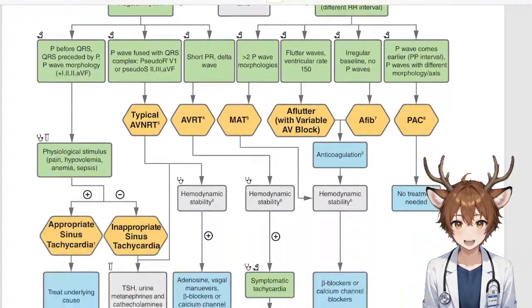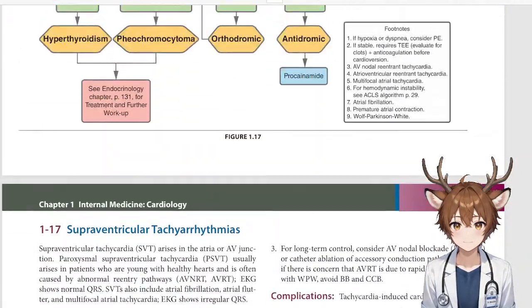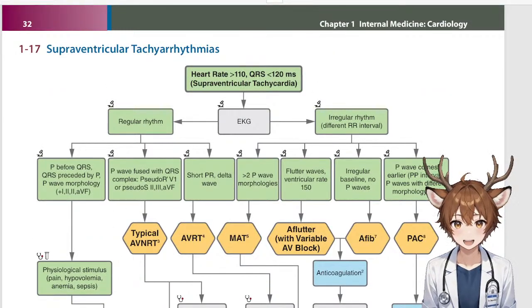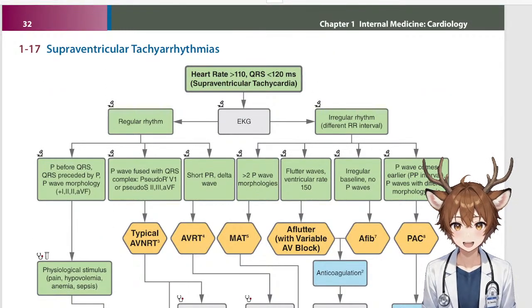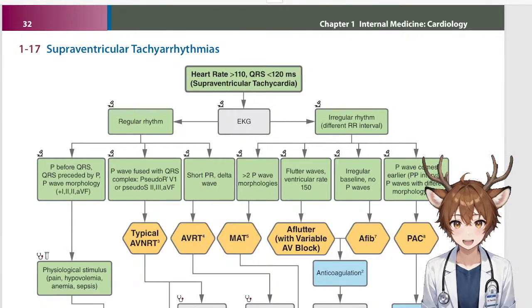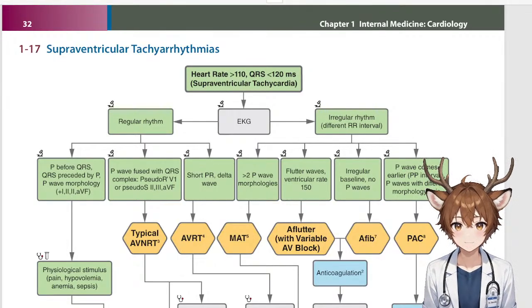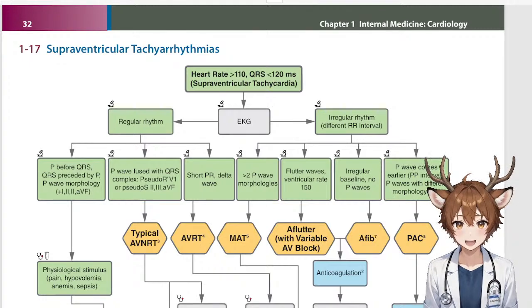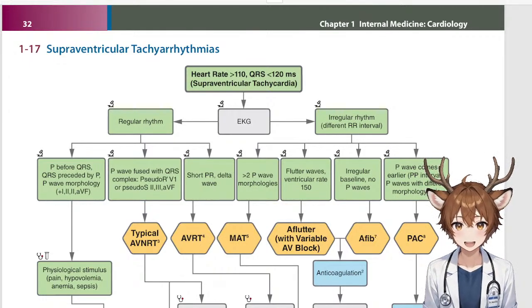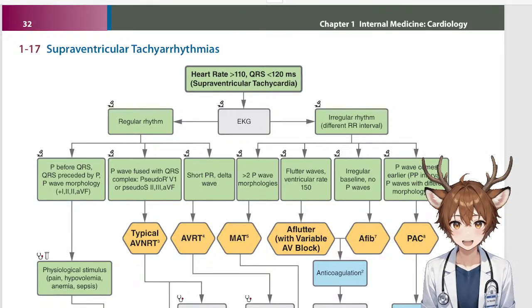So here's another graph for us right here. This is called supraventricular tachyarrhythmias. Heart rate greater than 110, QRS less than 120 milliseconds: supraventricular tachycardia. What we do is an EKG. An EKG will either show a regular rhythm or an irregular rhythm, different RR interval. Fair enough.